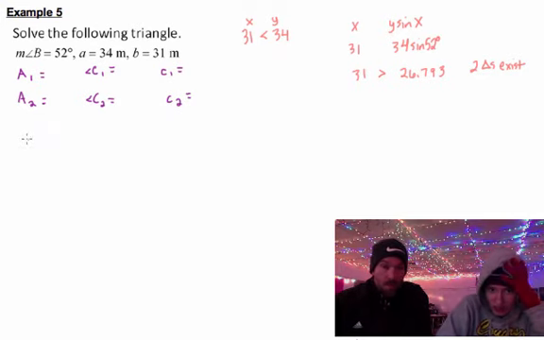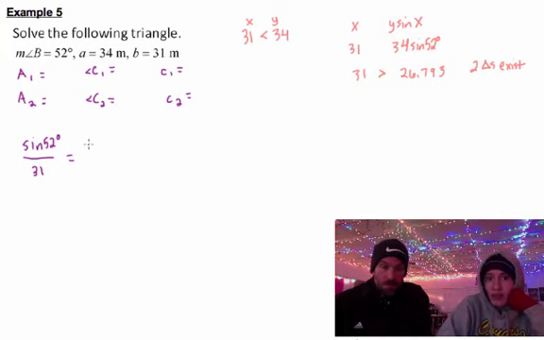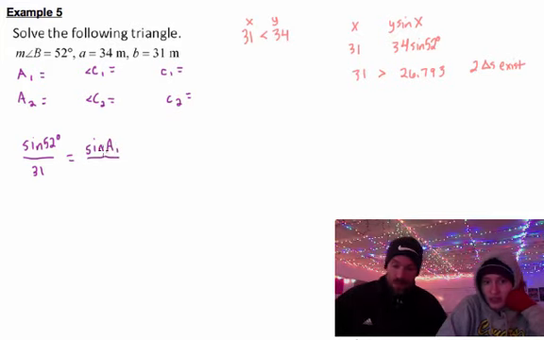Okay, so we know sine of 52 degrees over 31. That's big B and little b that go together. And we need to find sine of A. We're going to find A1 first.